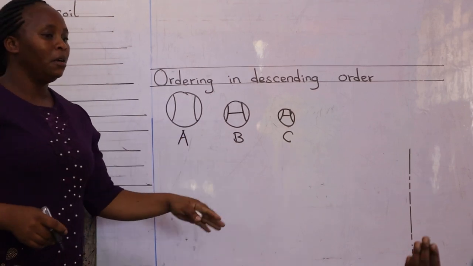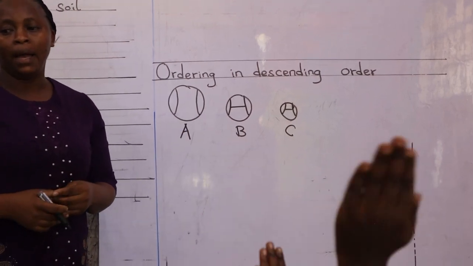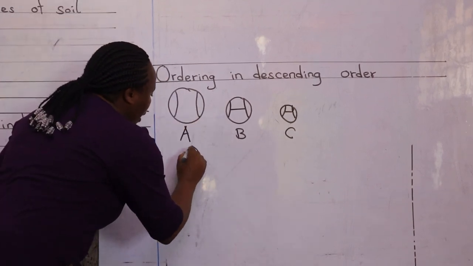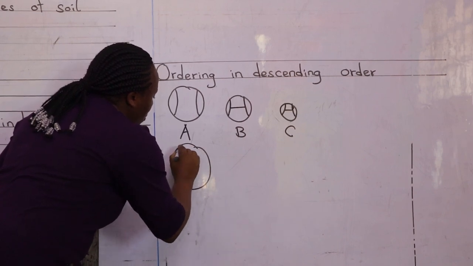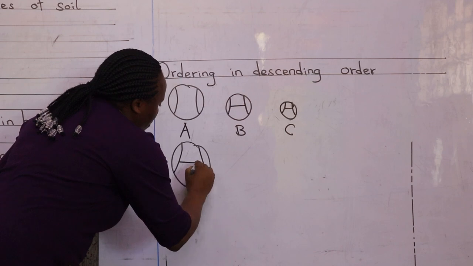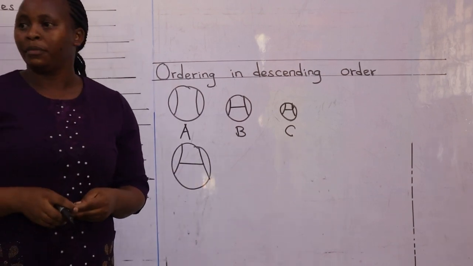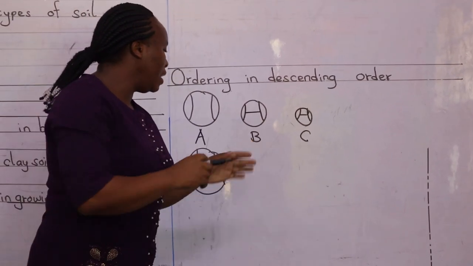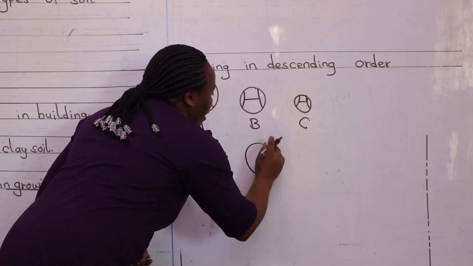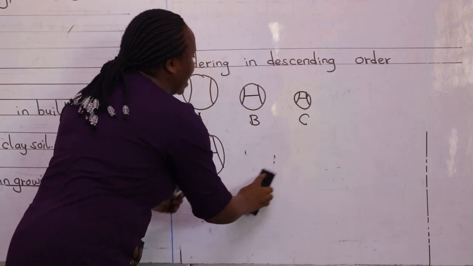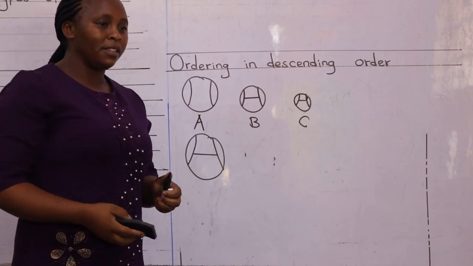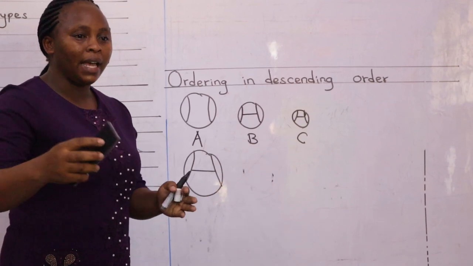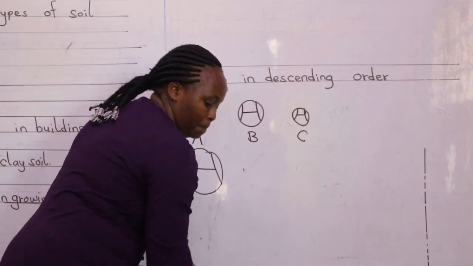Is it ball A, ball B, or ball C? Maya? Good. That is good, Maya. Maya told me it is ball A. So I draw it here. I want to order them. Which other one should follow? Yes, Alexa. Good. Ball B. I wanted to see whether you can remember them. This was a trick. I arranged them first so that I can see whether you remember that they should follow each other according to sizes. And I've seen you can remember.